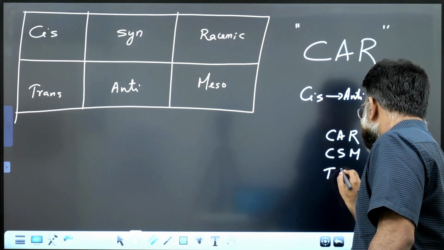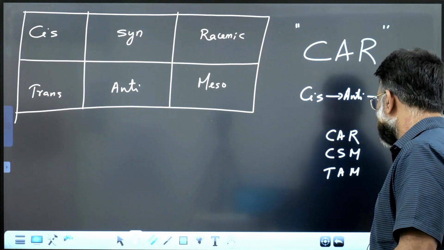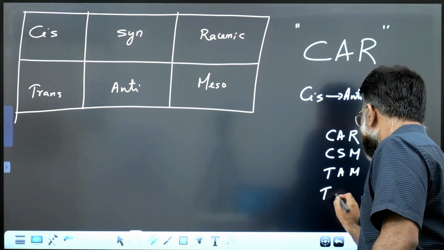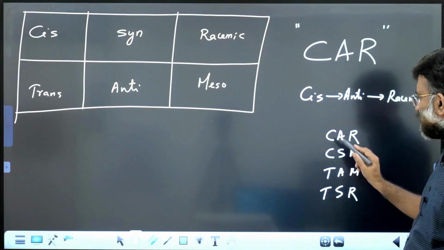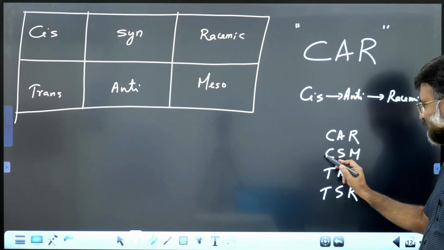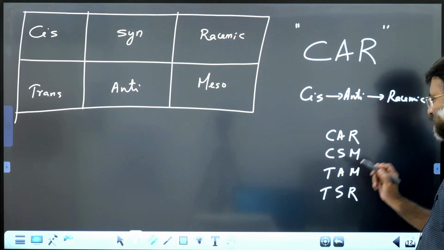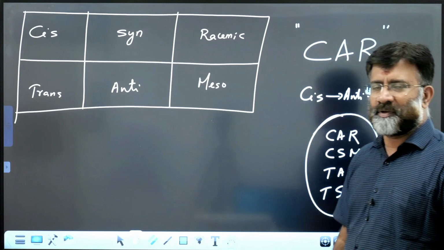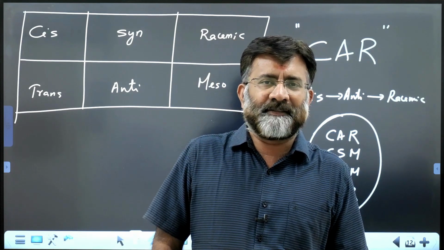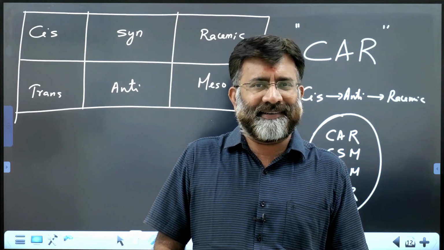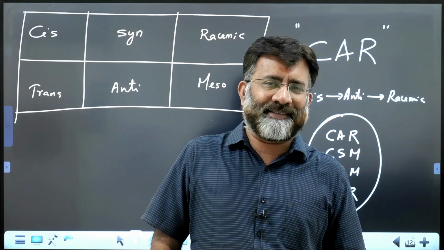Then trans anti will be meso. Trans anti is meso, trans syn will be racemic. So cis anti racemic, cis syn meso, trans anti meso, trans syn racemic. So one code is actually giving you all possible combinations that happen in the stereochemistry involved in the reaction. This was dealt with in the classes and detailed examples were discussed.